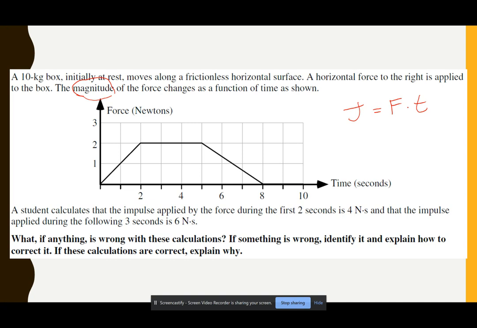Yep. So don't forget about that. Now, another thing to hint at, when you're doing this, your slope is actually force divided by time. And the force times time, remember, is like area under the curve. So hopefully that'll give you enough hints on that one.